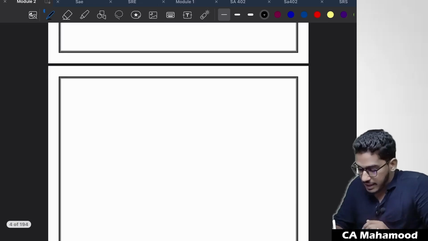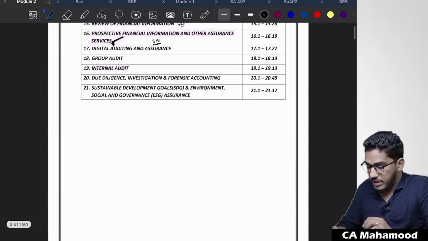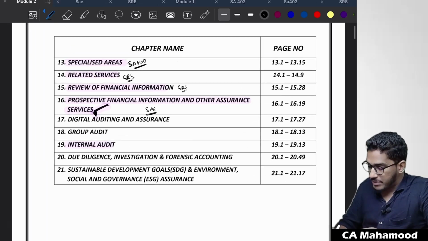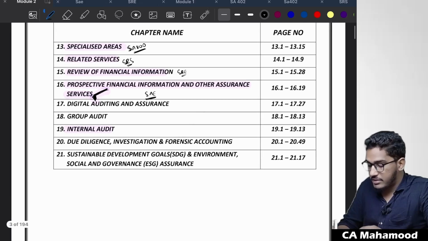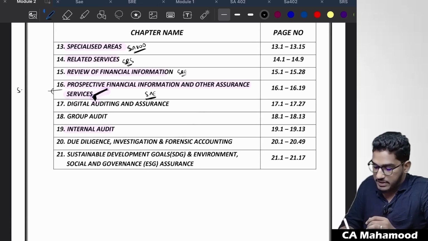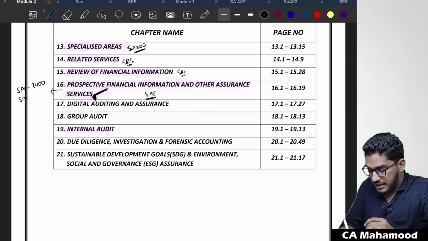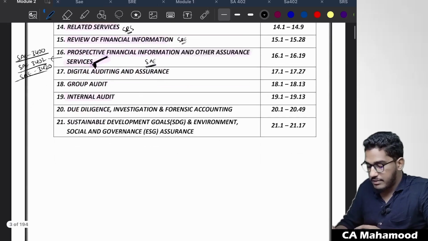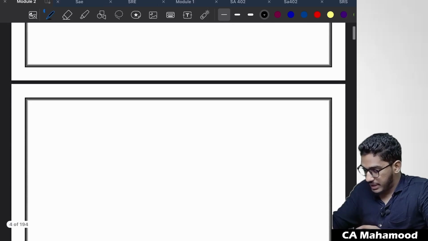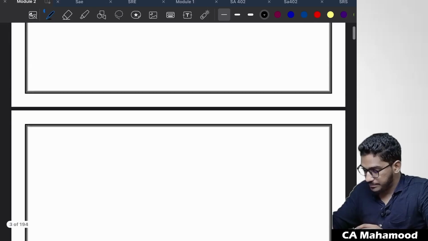So what are these Standards on Assurance Engagement? Let me tell you well in advance, in this chapter we are going to cover three standards under the SAE series: SAE 3400, SAE 3402, and SAE 3420. So there are three standards which are required to be covered as a part of this chapter. Let me take you to the content of the chapter.